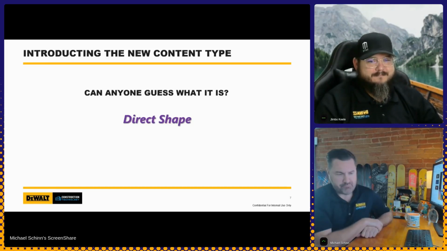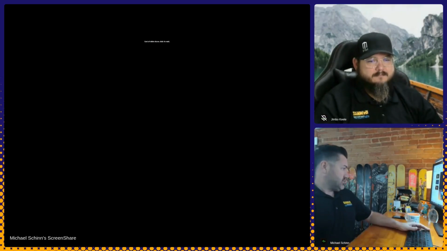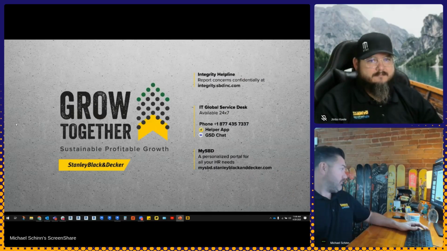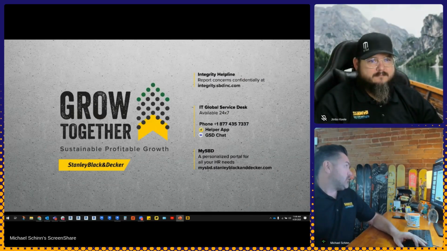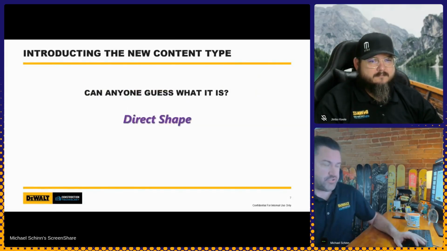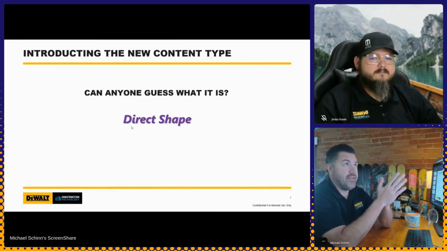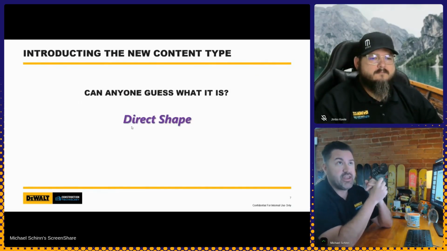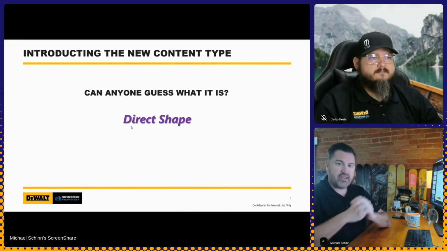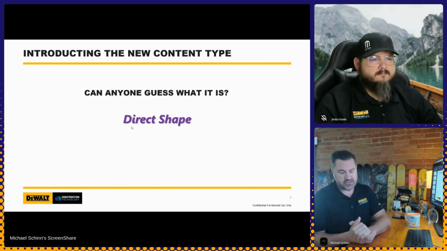Direct shape. So in the Revit API, there's a thing called a direct shape. It's actually something Autodesk invented, the idea of being able to bring in any 3D object from any other CAD software and bring it into Revit as a static object.